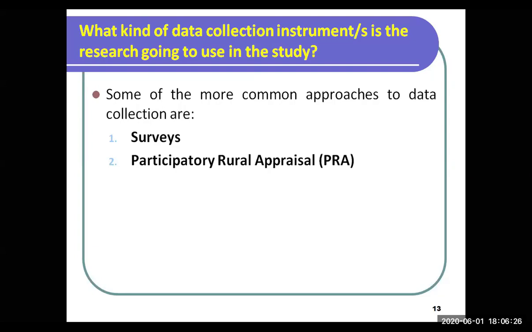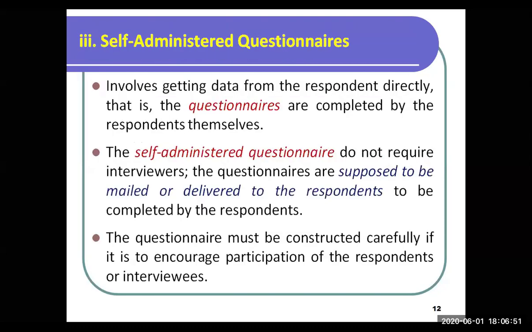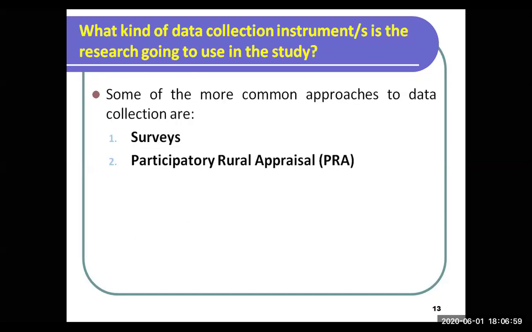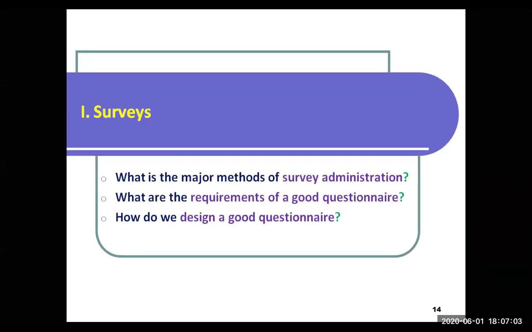Next, regarding what kind of data collection instrument the researcher is going to use in his studies, there are basically two most commonly used approaches for collecting data. The first is undertaking a survey. The second is the participatory rural appraisal technique. These two are the most commonly used techniques for collecting data, be it structured or unstructured, and they will help you much. I will briefly explain the major methods of survey administration first. Subsequently, I will also discuss certain issues related to developing a very good questionnaire, and how to design one.